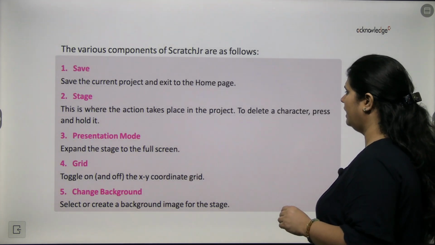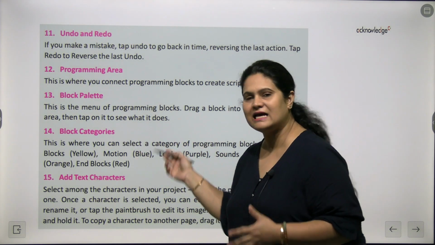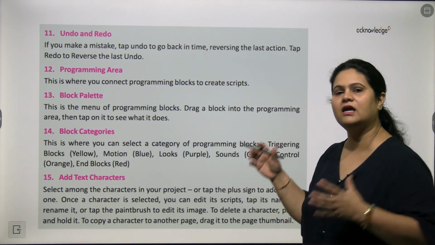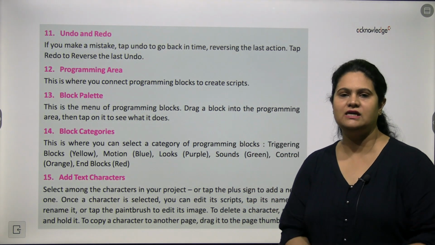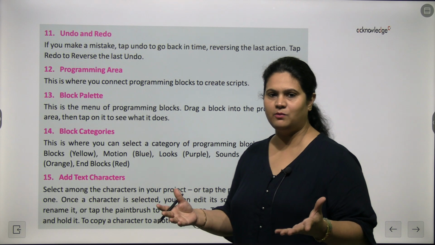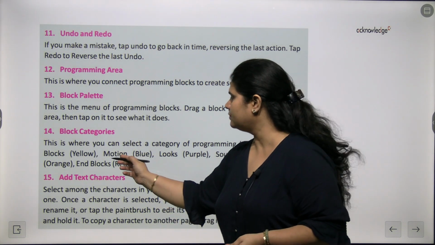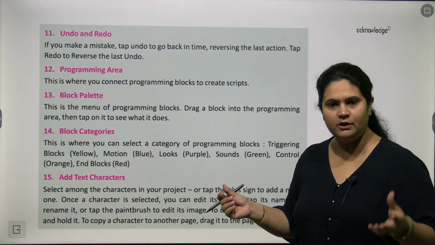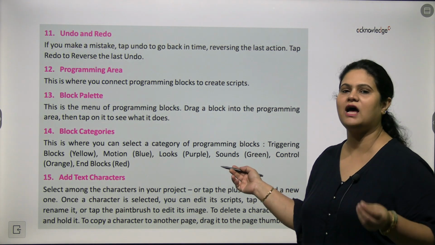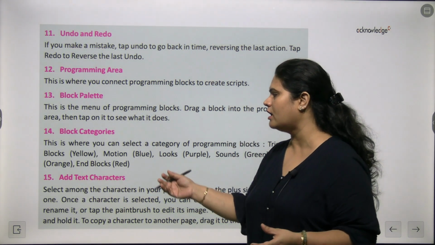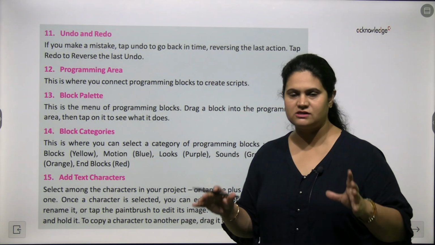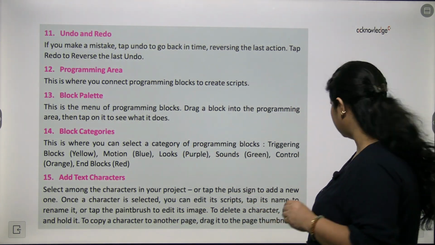Now, next we have block category. This is where you can select a category of programming blocks. So there are different categories of these blocks that we use in our script. Yellow blocks are triggering blocks, which trigger an action. Next we have motion blocks, which are blue in color. Looks blocks, they are purple. And we have sounds blocks, which are green in color, and control blocks, orange, and lastly we have red blocks, which are end blocks. So these are all the block categories.